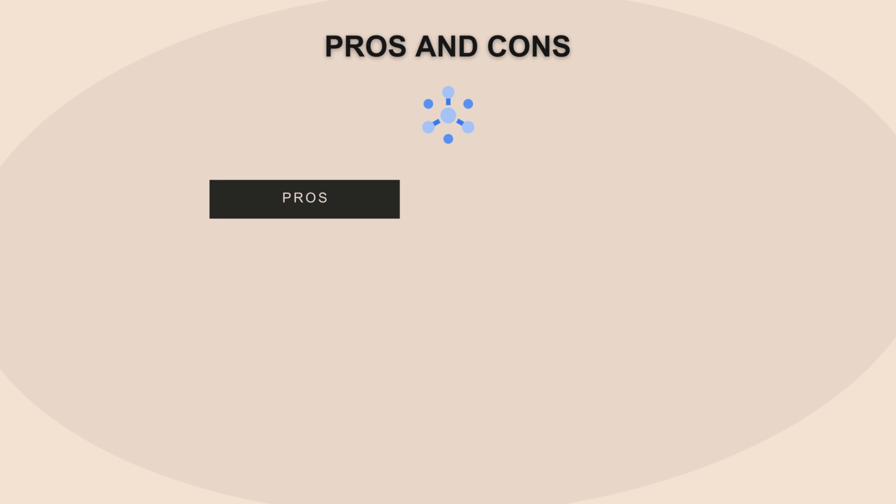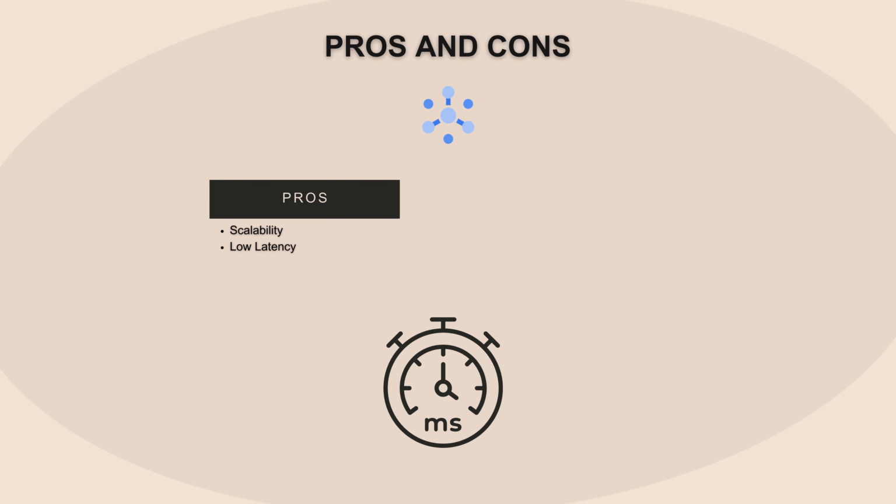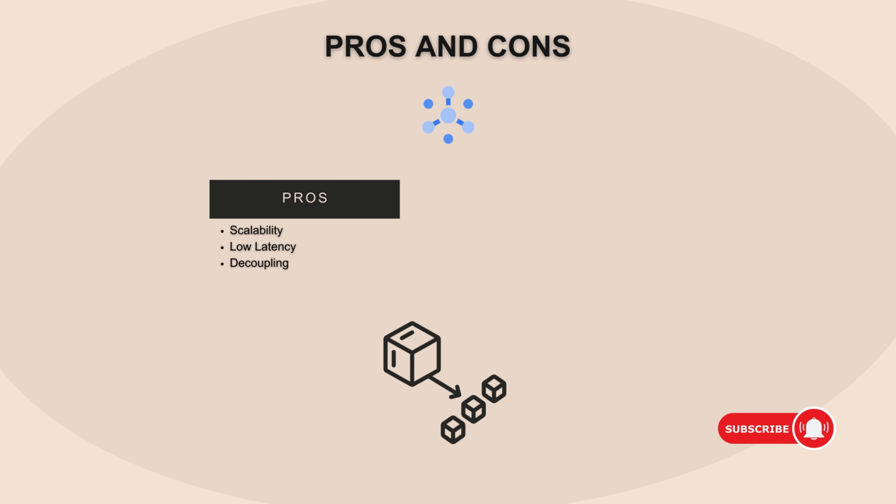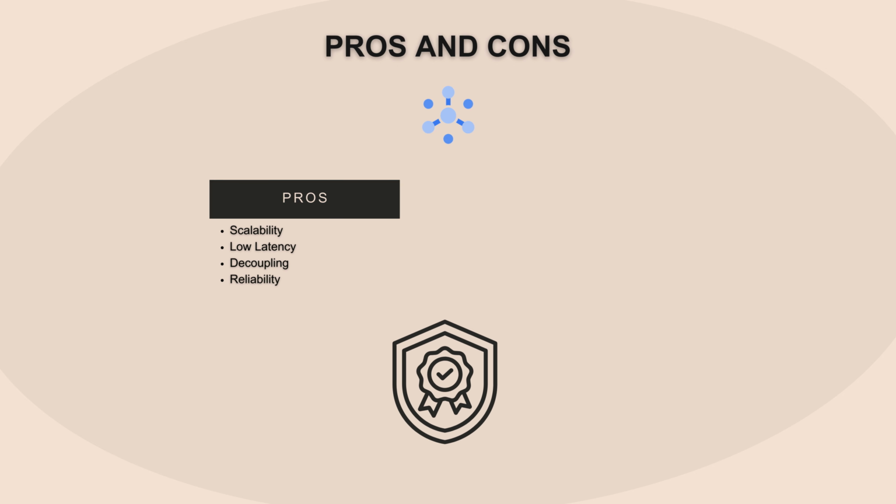So, the pros are: Scalability, automatically scales to handle large volumes of messages. Low latency, provides low latency messaging, suitable for real-time applications. Decoupling, enables loose coupling between services, enhancing flexibility and maintainability. Reliability, ensures message delivery with at least once and exactly once delivery semantics.